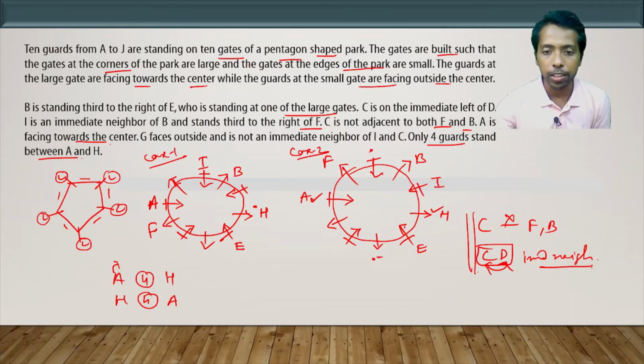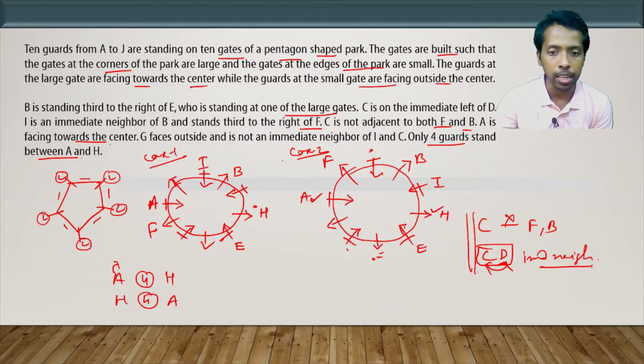C and D's position, C sits immediate left of D, and C is not adjacent to F and B, or this position is also possible one. Now only 4 gaps between A and H. So first try to set up the case 1 here, because there is hardly any possibilities. So C and D's position can come here only. Now it's saying that C is immediate left of D.